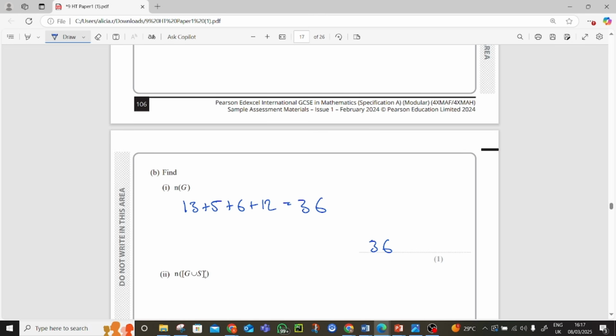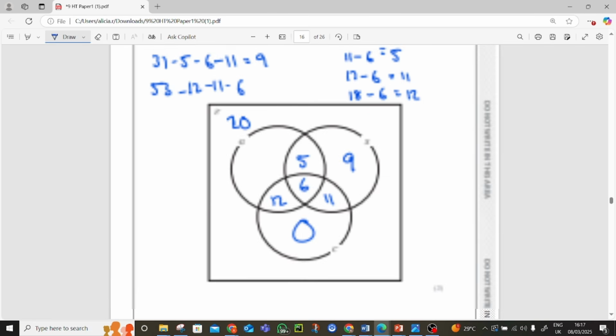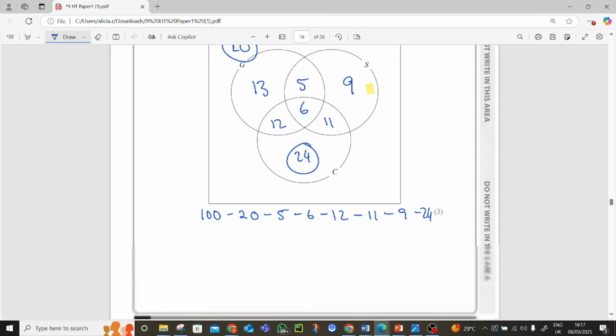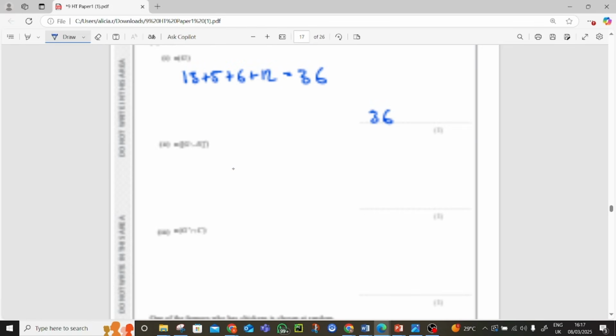Now this is G union S dash. And so I'm looking at the union first, and then I want everything that is outside the union. So G union S is the 13, the 5, the 9, the 6, the 12, and the 11. That's the union of G and S, everything that is inside these two bubbles here. And then I actually want the complement, so all the things that are not in those. Well, the things not in those bubbles is just the 24 and the 20. So this is just 24 plus 20, which is 44.